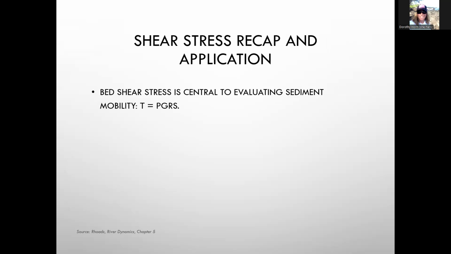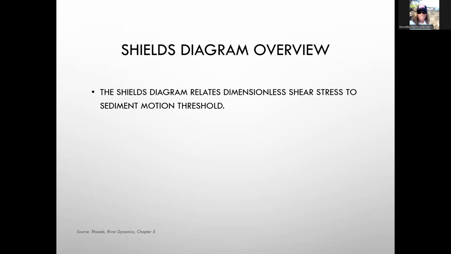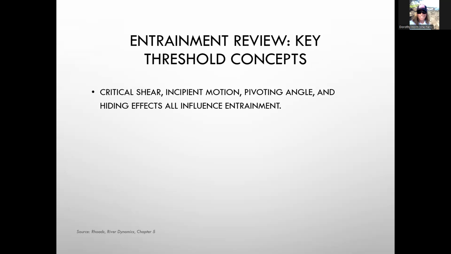So don't forget, bed shear stress is central to seeing what the sediment movement is going to be. You need to know that. And then you can look at the Shields diagram in your book and go over that if you want to see that. But I think we've explained it. Really, you need to know mostly about critical shear for this chapter, incipient motion, that pivoting angle, and then any of the hiding effects when stuff hides behind the bigger rocks. And all of those things influence entrainment and the deposit of those sediments.